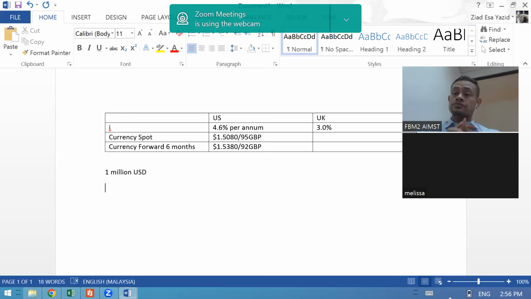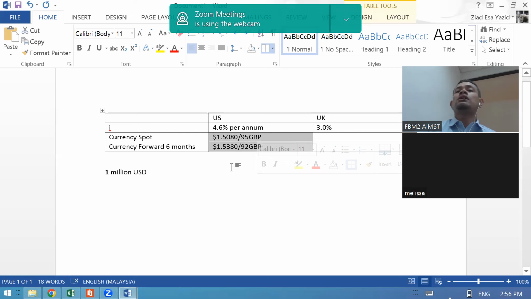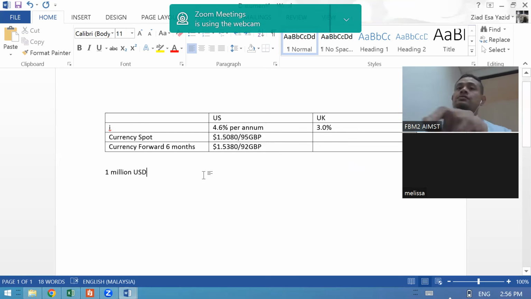Covered interest arbitrage. So now we have $1 million US, and we have the interest rates: US 4.6, UK 3.0, and here's the spot and forward exchange rate. So now, first step.